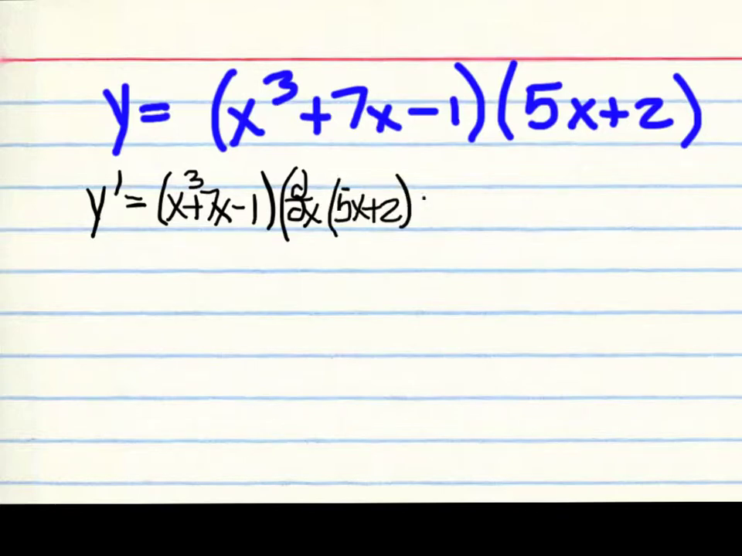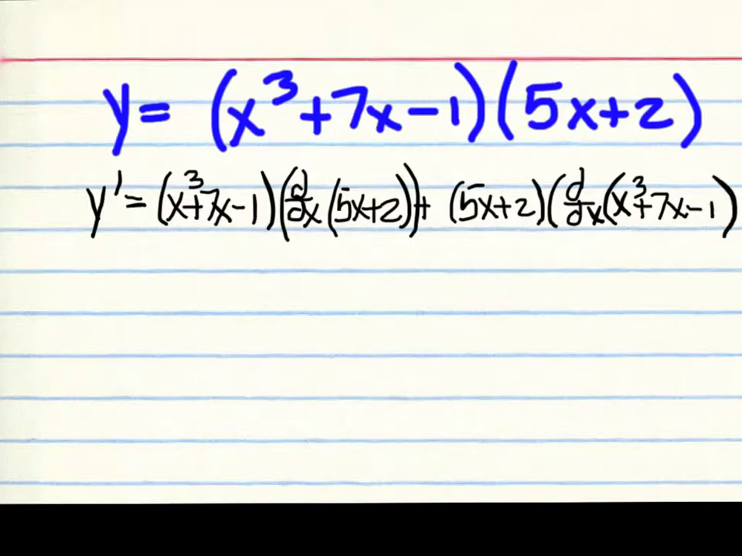And then on the other side, you want to start with the second term as it is, the one you just wrote. So we'll have 5x plus 2, and then times the derivative with respect to x of x to the third plus 7x minus 1. And from there you go find the derivatives where you need to.